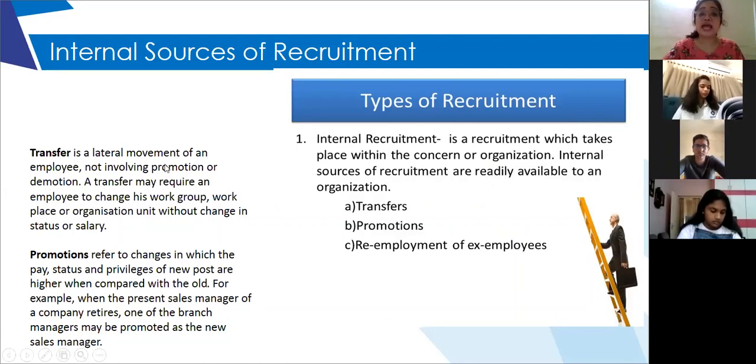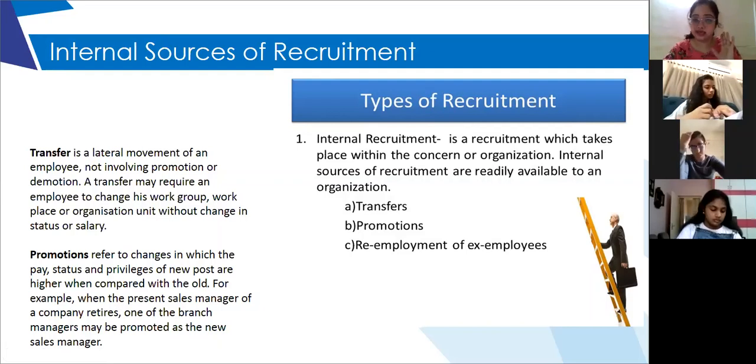Transfer means lateral movement of an employee not involving promotion or demotion. What is the meaning of the term lateral? It is like in a line. In a line. So transfer doesn't mean change of position. Transfer means horizontal, right? Yes. Basically, when there is a lateral movement of an employee, neither does the person get demoted, nor does he get promoted.